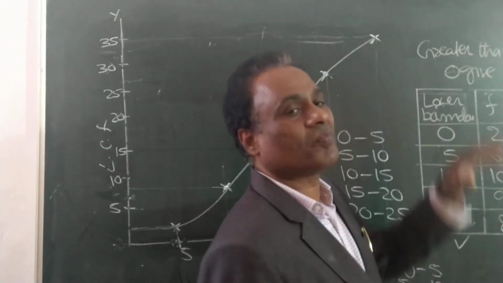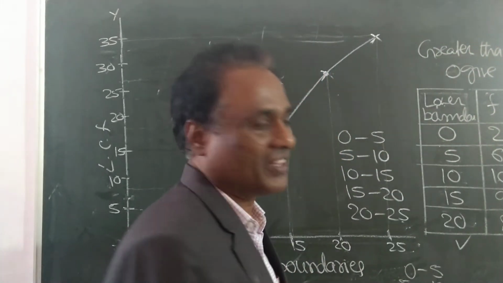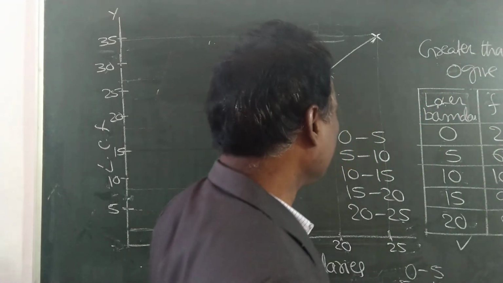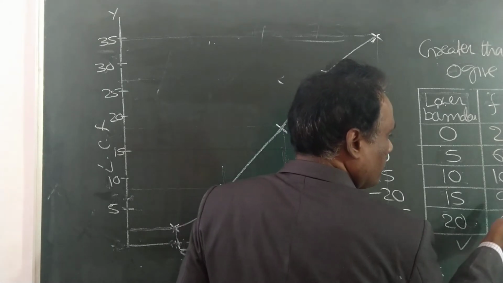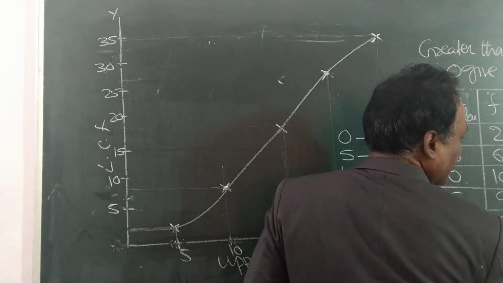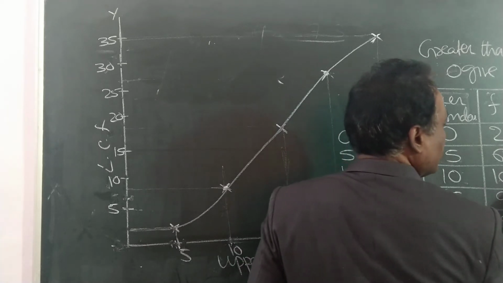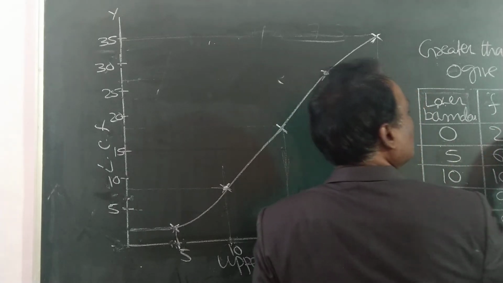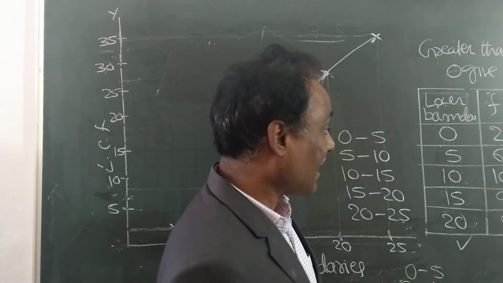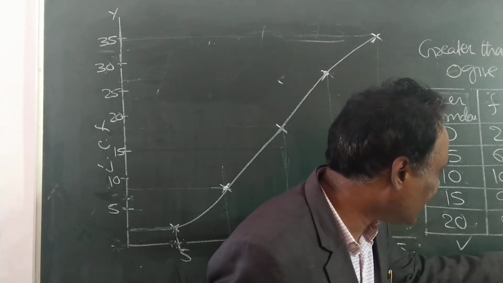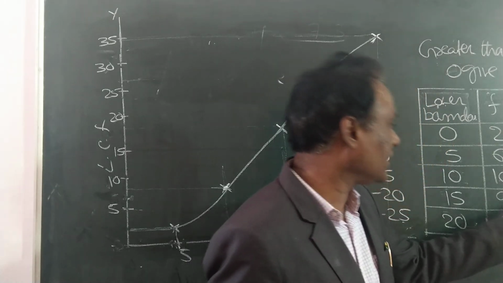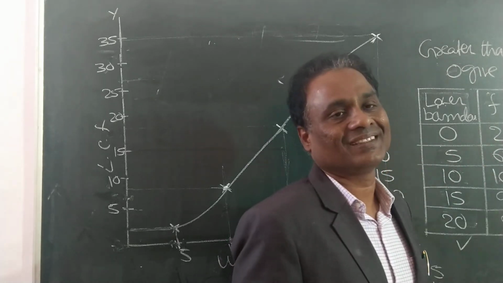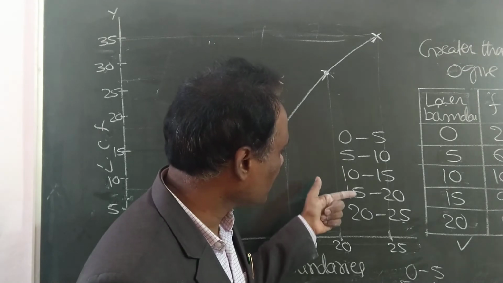Adding the frequencies from the bottom is called the greater than cumulative frequency curve. So this is 8. Adding the frequencies from bottom: 8, 8 plus 9, 17. 17 plus 10, 27. 27 plus 6, 33. 33 plus 2, 35. Lower boundary means 0, 5, 10, 15, 20.